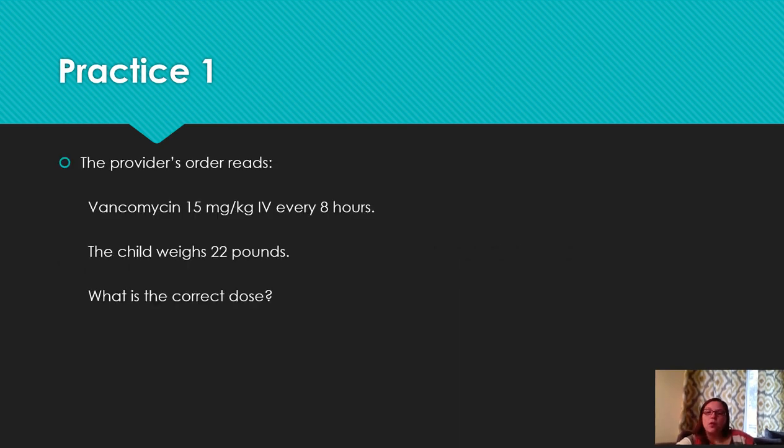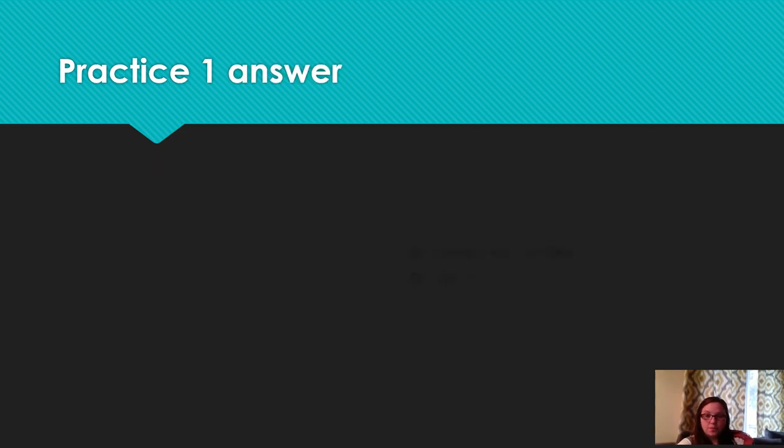Okay. So, practice 1, very simple. Provider order reads vancomycin, 15 milligrams per kilogram, IV every 8 hours. Your kiddo weighs 22 pounds. So what is the correct dose? 150 milligrams.